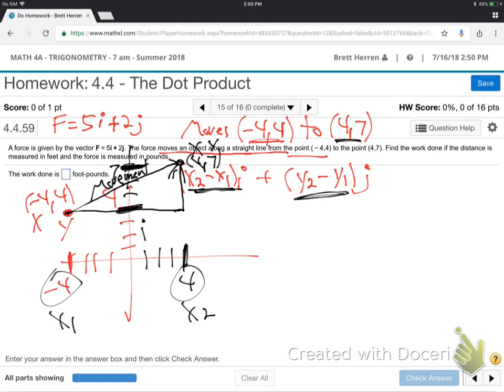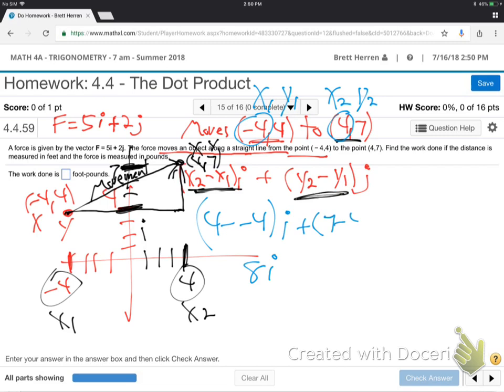So here we go. Because this is x1, y1, x2, y2, right? This is the first point's x and y value. That's the second point's x and y value. So difference of x values, x2 minus x1, 4 minus negative 4. That's going to be 8i, right? Because the double negative is going to add. Is that good? Plus the difference of y values, 7 minus 4, j, which is 3j. So that's the movement or distance vector. Right 8 up 3, isn't it?